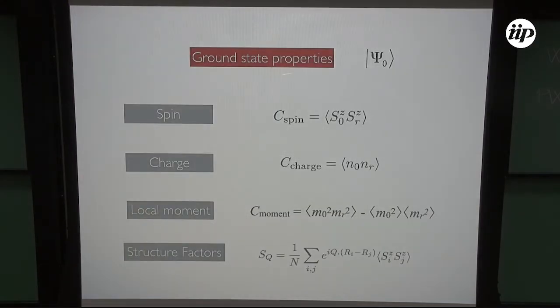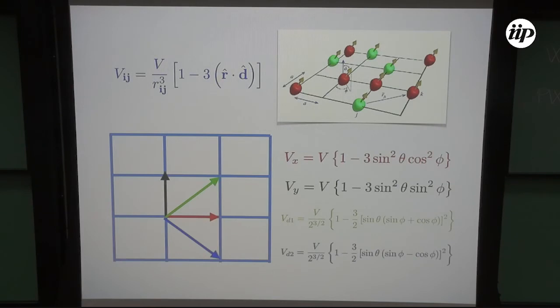So we are, once again, looking at ground state properties, and we are going to look at spin-spin correlation functions, charge-charge correlation functions, this moment-moment correlation function, and also structure factors that can give us hints on what sort of ordering the ground state has.